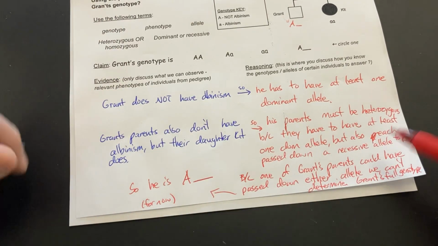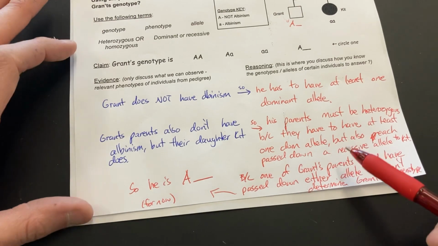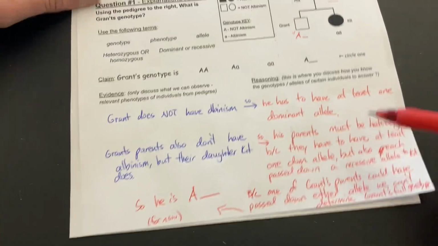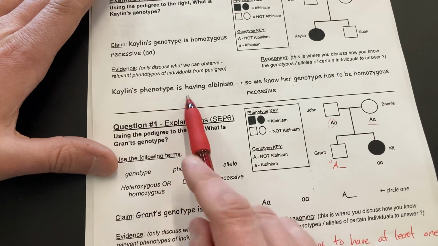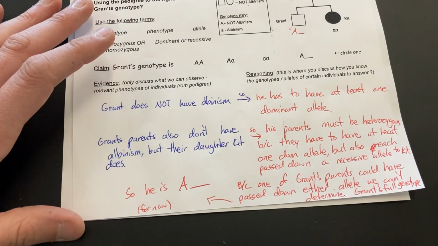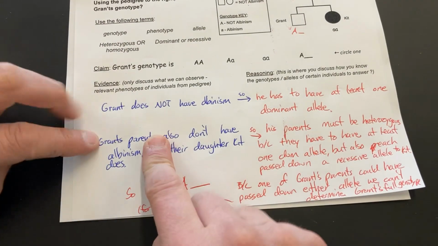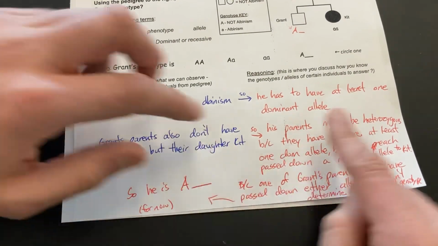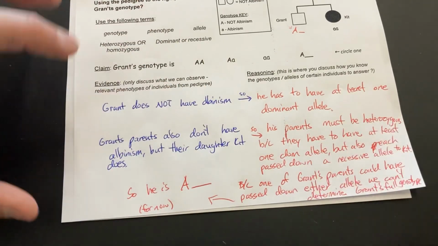All right. By the way, this is definitely the longest explanation you would write for this. Notice here, sometimes it's really short, right? Oh, based on the phenotype, we know the genotype. Other times, it's usually going to be somewhere in the middle between here. All right, so your evidence is always your phenotype. What do you see? And your reasoning is always like, what do you know about their genotypes?